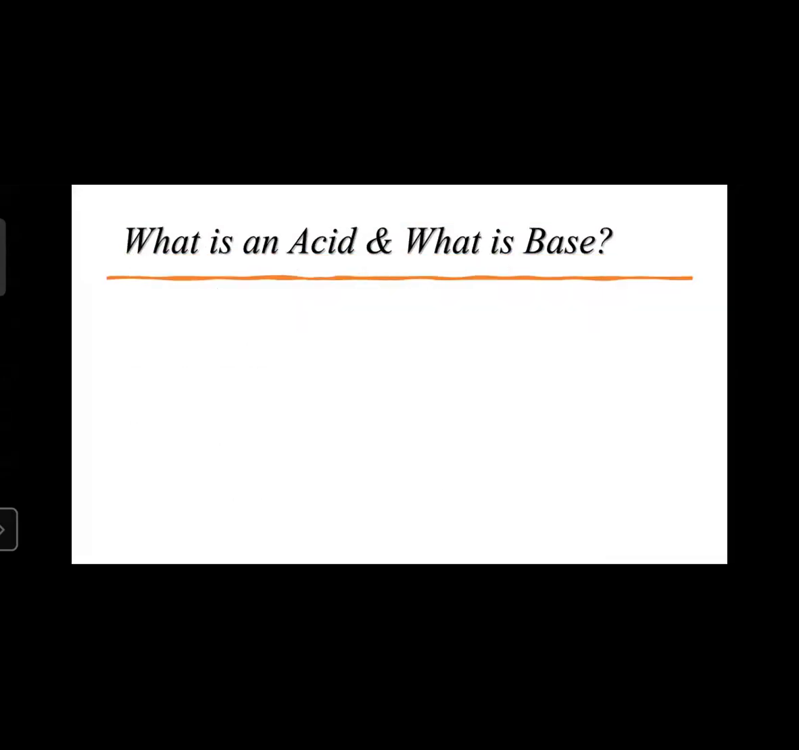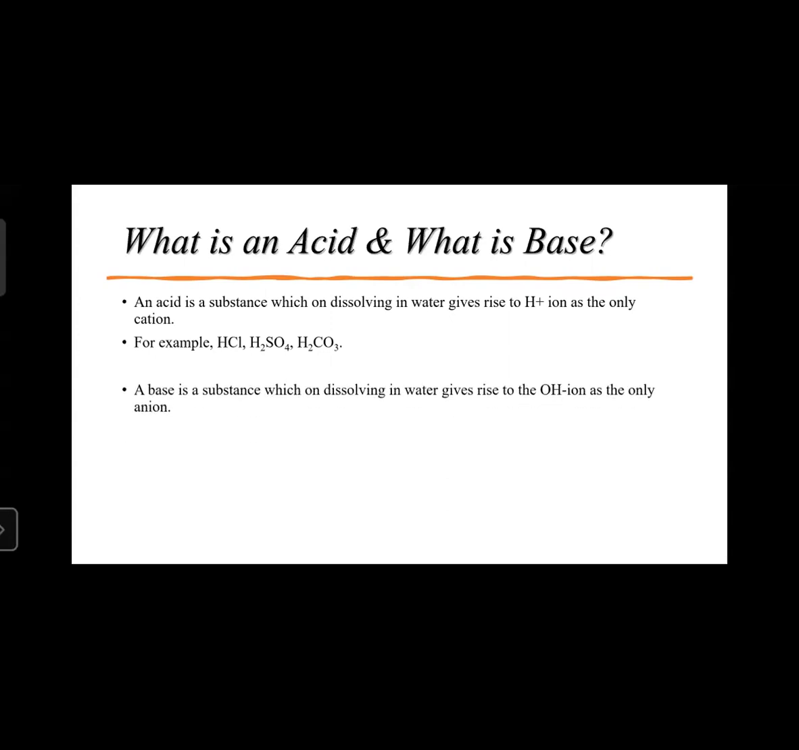Then we have seen what we mean by acid and what we mean by base. Acid is the substance which on dissolving gives rise to H plus ions as the only cations. Some examples: HCl, H2SO4 and H2CO3. Then we have seen what we mean by base. A base is the substance which on dissolving gives rise to OH minus ions as the only anions. Example: NaOH, Ca(OH)2.